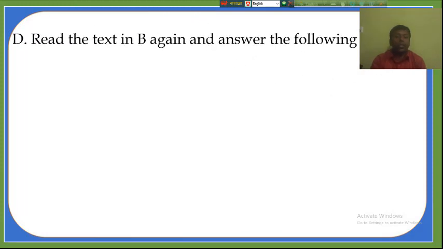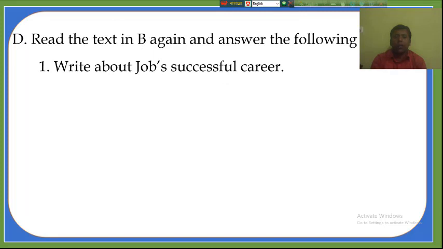Dear students, read the text in B again and answer the following questions very carefully. You should read out the passage. First question, write about Jobs' successful career.